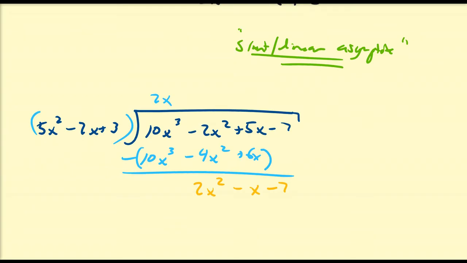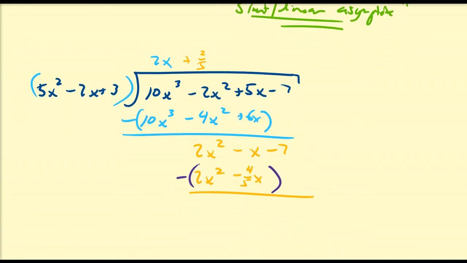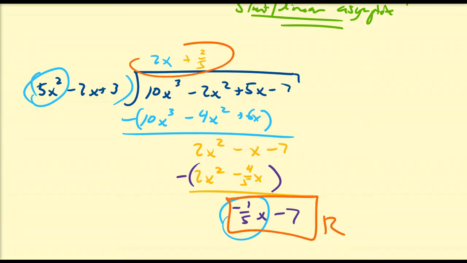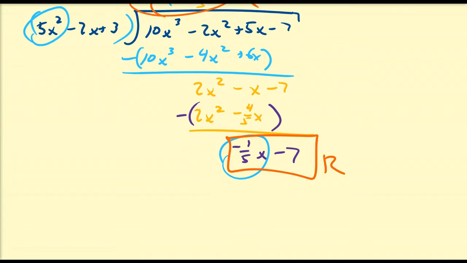Then 5 times what is going to give me 2, so that's going to give us 2/5. So 2/5 times 5 is going to give us 2x squared as designed. And 2/5 times negative 2 is going to give us minus 4/5 x. And then I'm just going to subtract that off. So I have negative 1 plus 4/5. So that's just going to give us negative 1/5 x. And then I'm just going to have this minus 7. So notice I have 5x squared here, negative 1/5 x here. So that means this is my remainder, and this is my quotient.